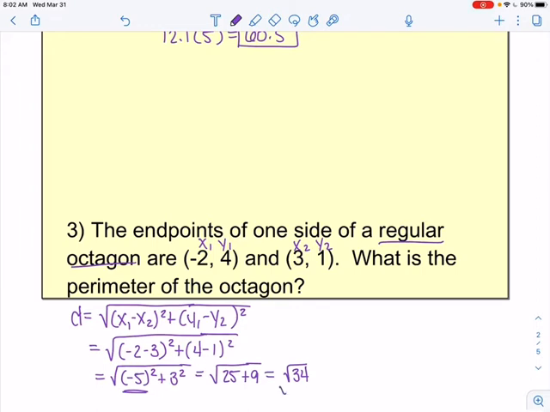Hey, one side is radical 34. That means all 8 sides are going to be radical 34. So I'm going to do 8 times radical 34. And again, we can leave it in radical form. So 8 radical 34 is going to be your final answer there.